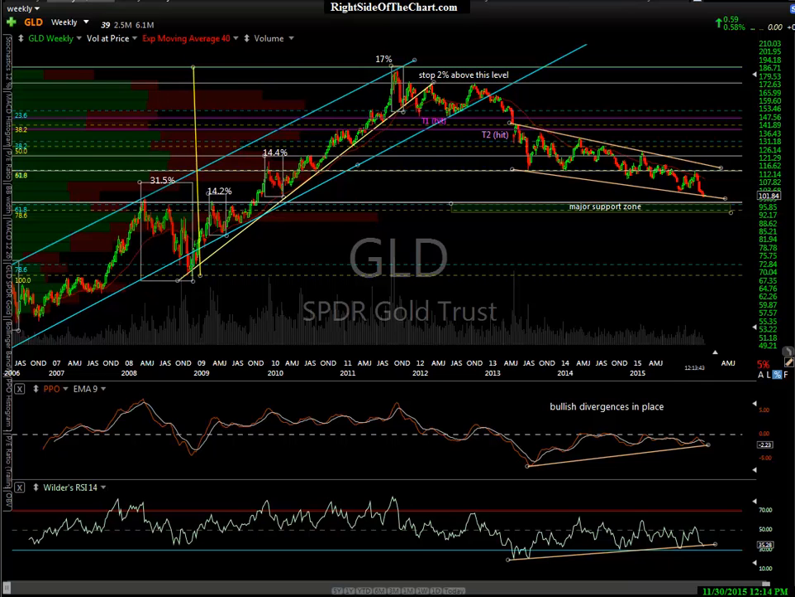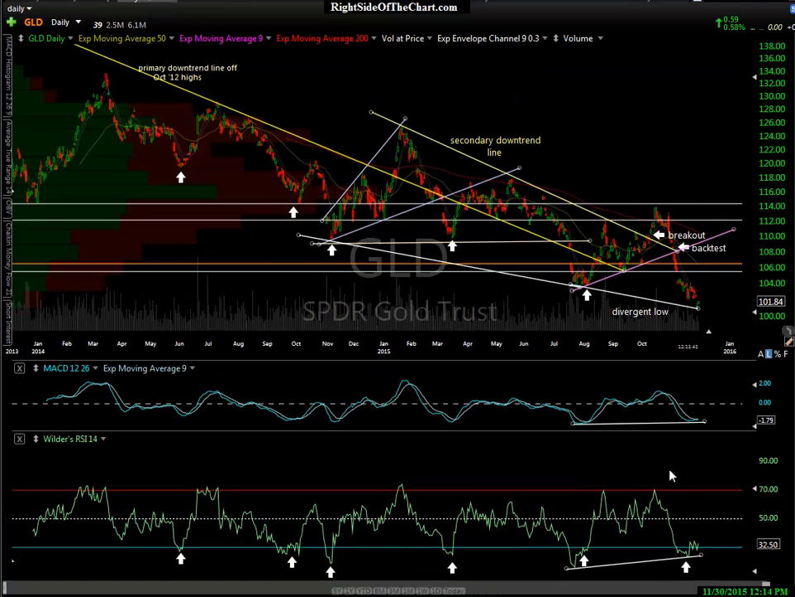Now let's see what's going on in the daily chart here. The daily chart, what we have here is, I've added this line recently. We have a divergent low. Now, I did point out this divergent low back here. We had this white trend line. I removed the trend lines on the MACD and the RSI. As of now, I'm focusing on this divergent low.